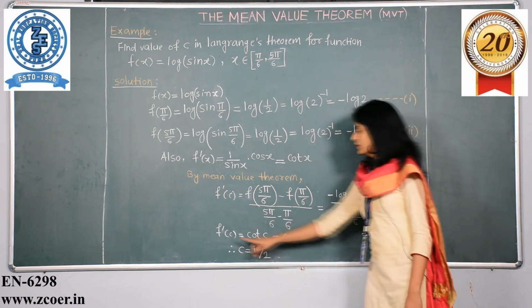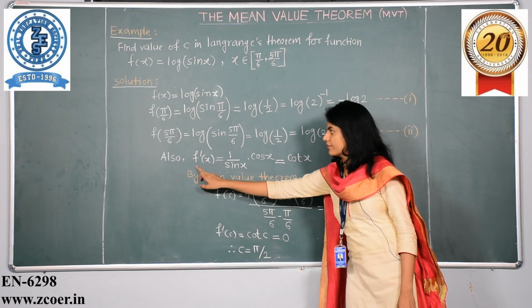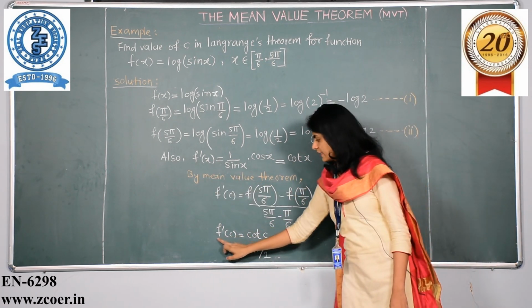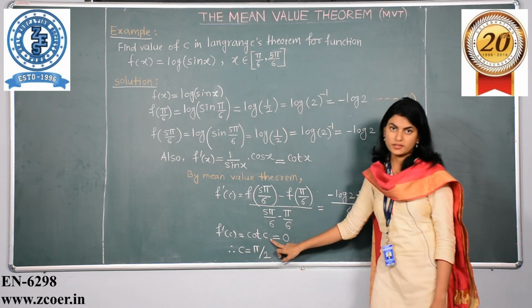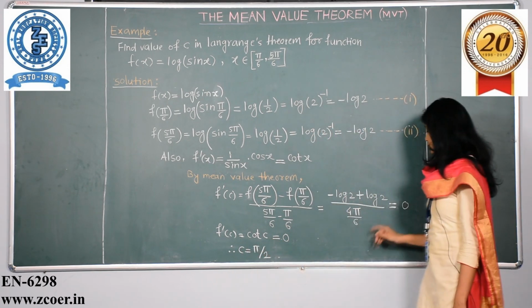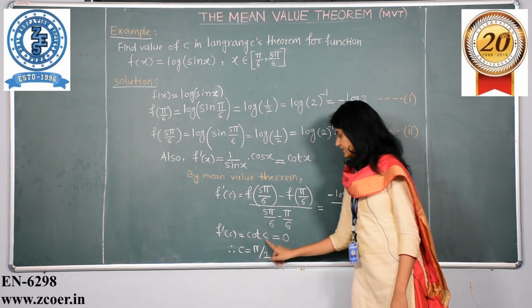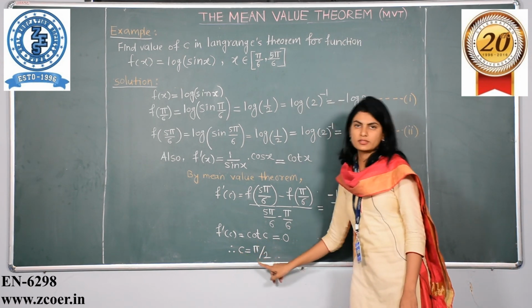Now we know that f dash of x is cot x. So by mean value theorem, this f dash of c becomes cot c, and this is equal to 0 because we have calculated it earlier. So this cot c is 0, therefore c becomes pi by 2.